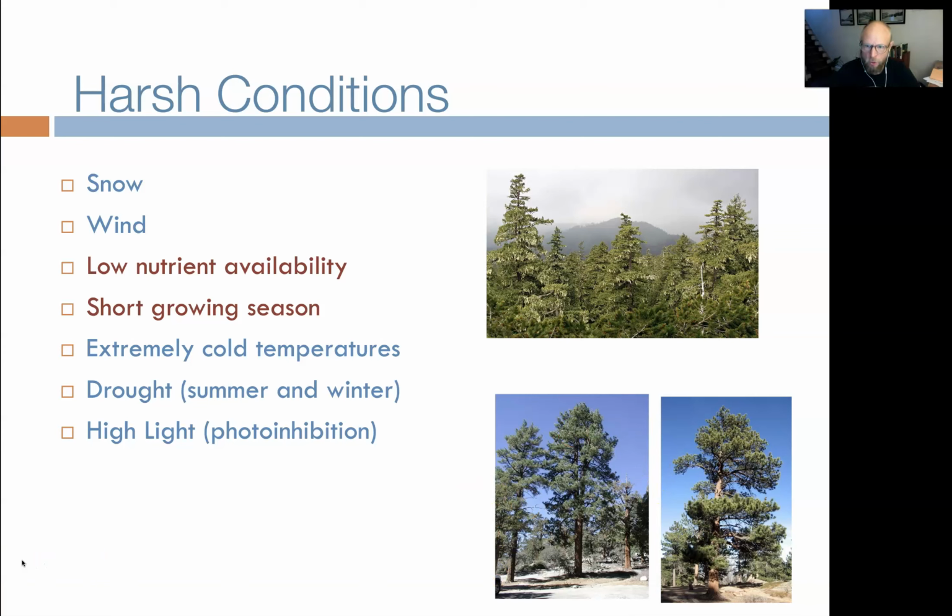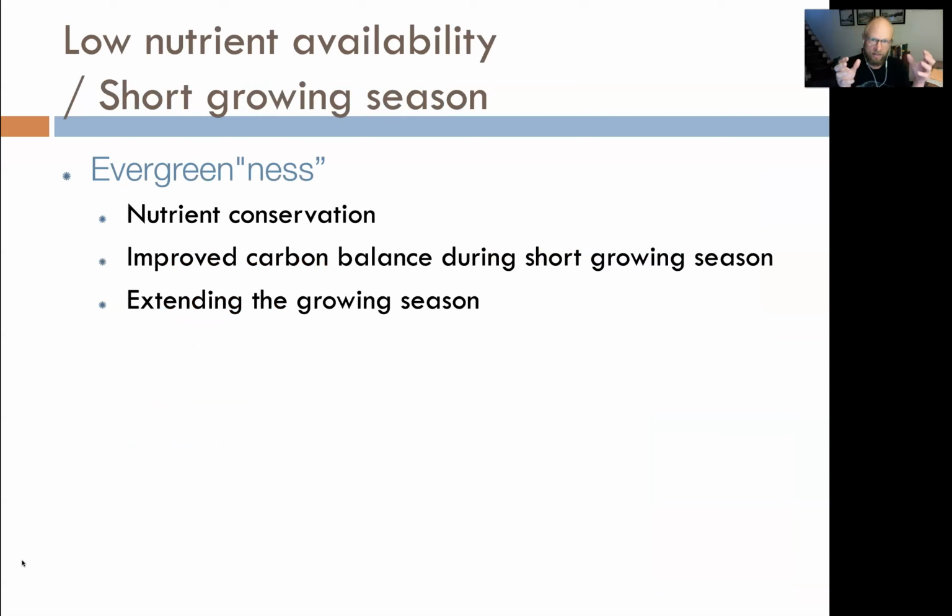Okay, we'll talk about low nutrient availability and short growing season now. I've combined these two together because the adaptations of evergreen gymnosperms go along with both of these, or they allow those plants to deal with both of these conditions quite well. So I'm lumping those together a little bit. Really, what we're talking about when we talk about being adapted to low nutrient availability and a short growing season is the fact that these plants are evergreen. So we're really focusing on the evergreen aspect now.